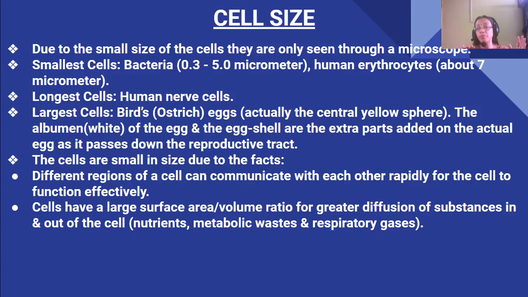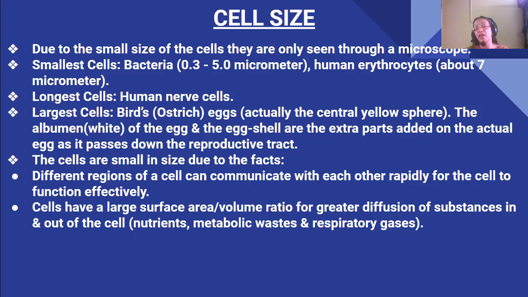When the central yellow sphere passes through the reproductive tract of an ostrich, what happens? Some albumin, that is the white of the egg, and the egg shell are added to the central yellow sphere. That makes the cell much bigger in size. The cells are small in size due to two facts. Two facts are there why the cells are small in size.